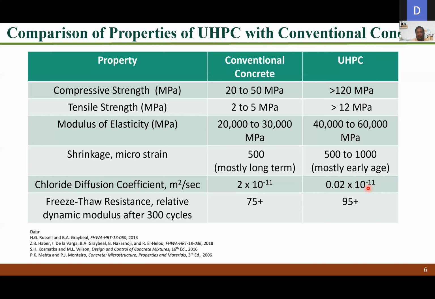Similarly, for freeze-thaw resistance, the relative dynamic modulus after 300 cycles of loading is more than 95 percent. So it's much better than conventional concrete. These are some of the advantages of ultra high performance concrete.